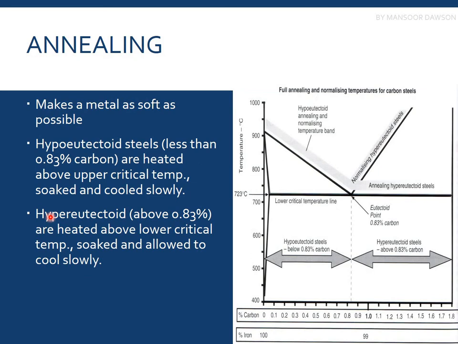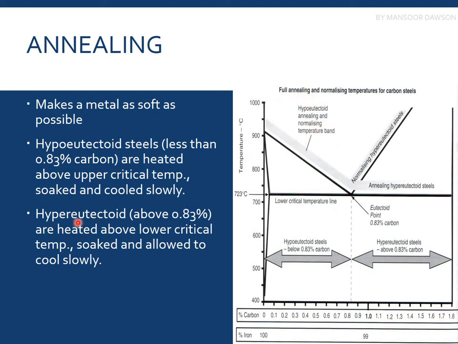We do annealing for both hypoeutectoid steel and hypereutectoid steel. Hypoeutectoid steel, with less than 0.83% carbon, as we discussed in the lecture on iron carbon diagrams, is heated above the upper critical line. This is the lower critical line, and these are the two above upper critical lines. So for hypoeutectoid steels, we have to heat the material above the upper critical line in order to achieve the austenitic temperature.